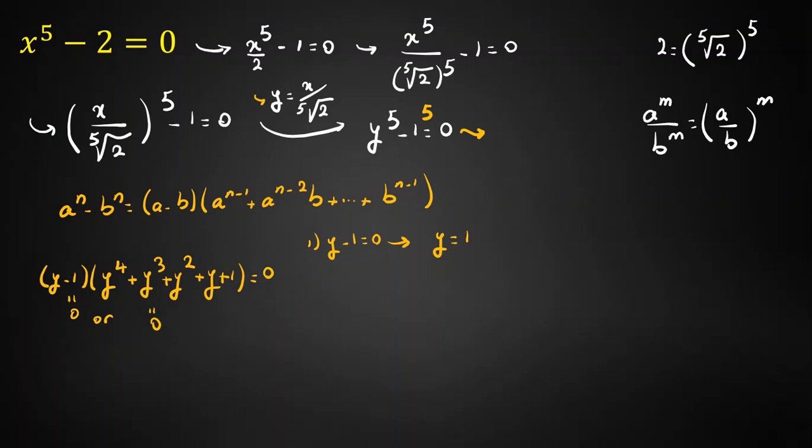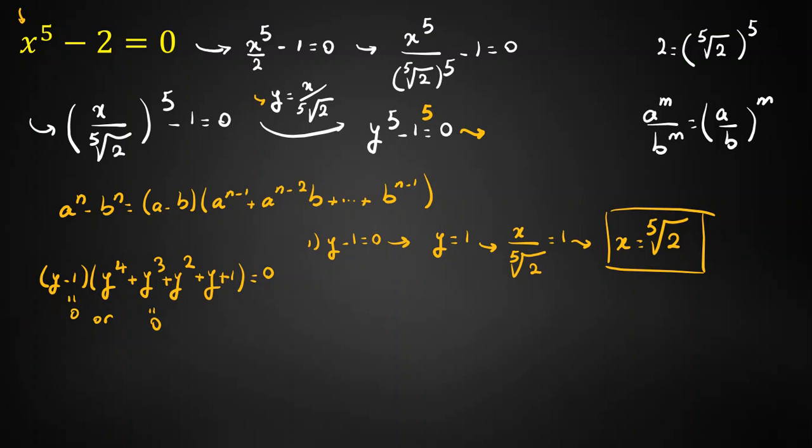And y was what? y was x over the fifth root of 2 equal to 1. Now, if we cross multiply, x equal to the fifth root of 2, and you can check. We want to solve it in complex numbers. So x equal to the fifth root of 2 is our first answer and satisfies our equation.